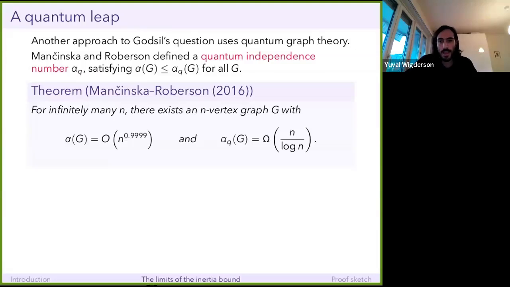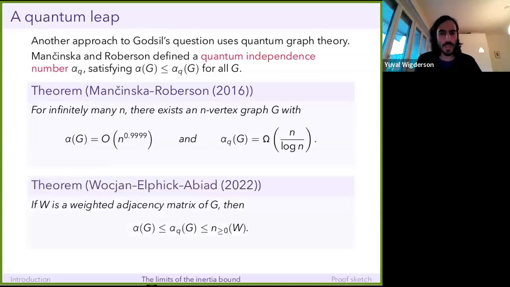And then a few years later, Wojciech, Elfik, and Abiad noticed that the inertia bound actually also works as an upper bound on the quantum independence number. So for any weighted adjacency matrix, its number of non-negative eigenvalues is at least the quantum independence number. Or equivalently, the quantum independence number is sandwiched between the two sides of the inertia bound.